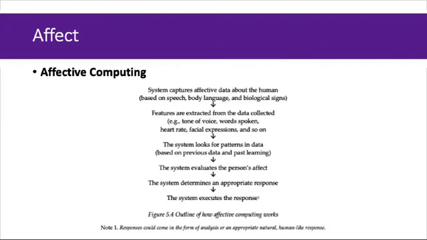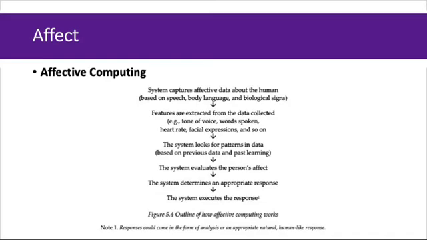Affect. Affective computing uses speech recognition, gesture recognition, and human biological signs to understand and respond to human emotional states. Affective computing is the ability of a machine to sense, interpret, process, and respond appropriately regarding a human's emotional state.